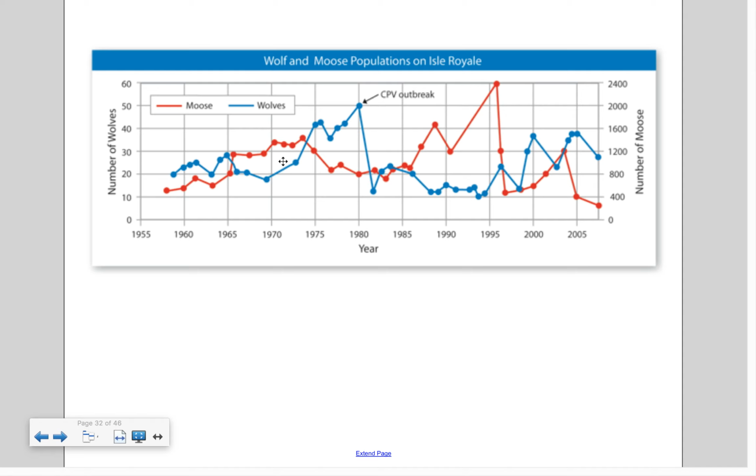I think this one's actually in your book, talking about wolf and moose populations in Isle Royale, but you can see that the prey population peaks, and then it drops off because the predator populations peak. CPV, I believe, was a disease or some type of parasitism with the wolves.